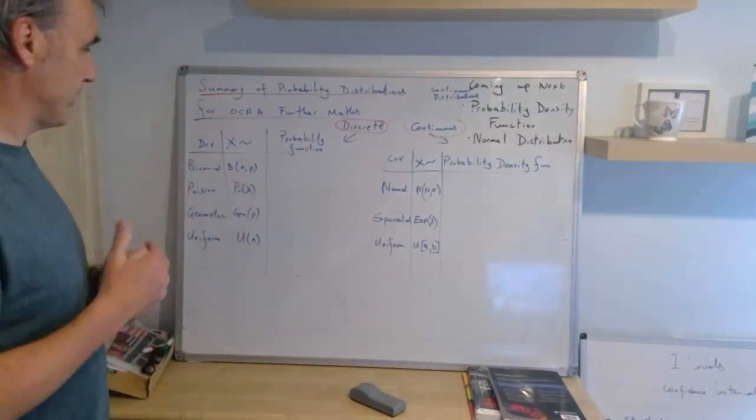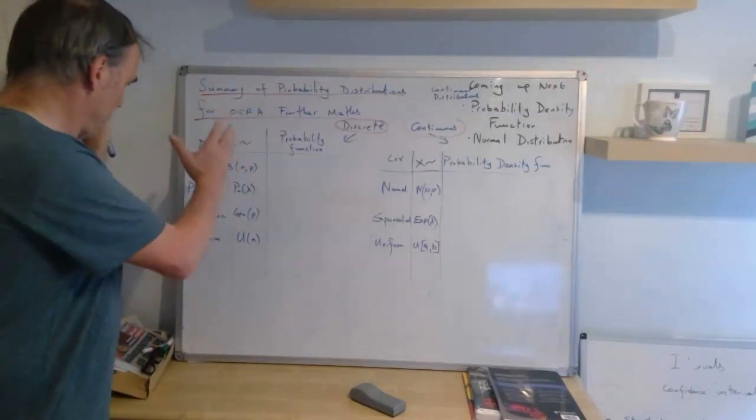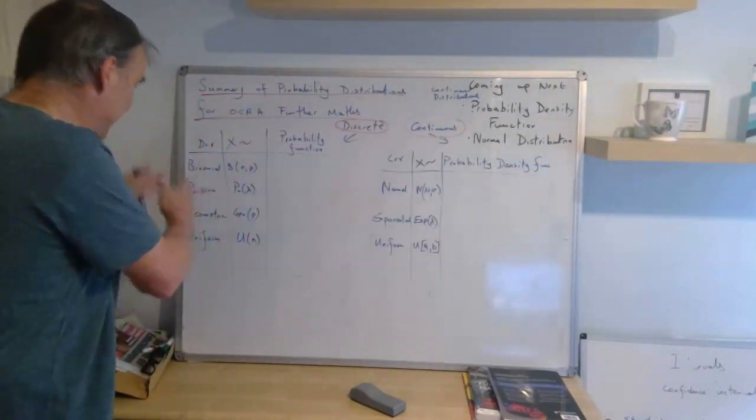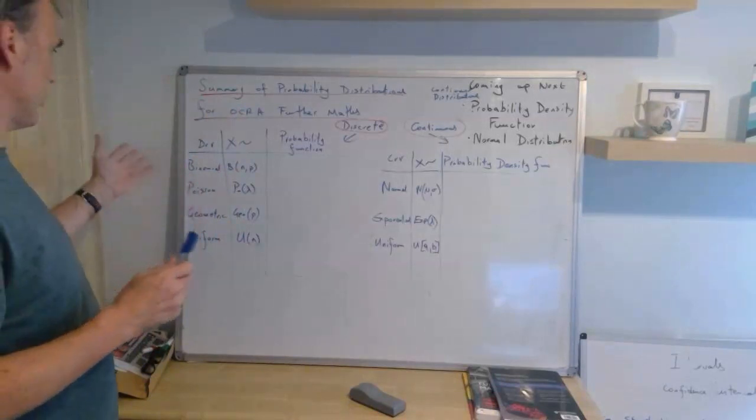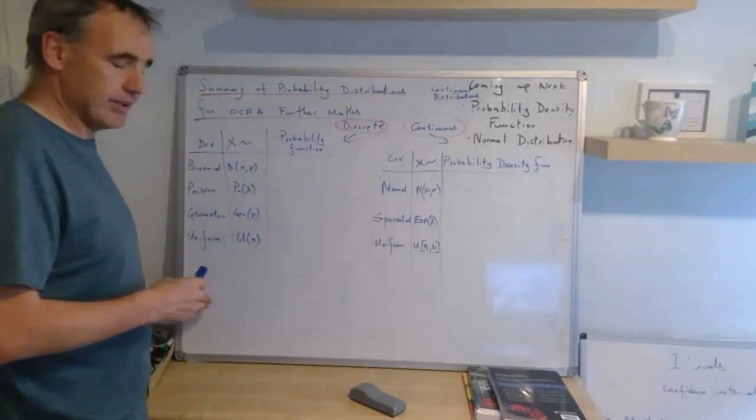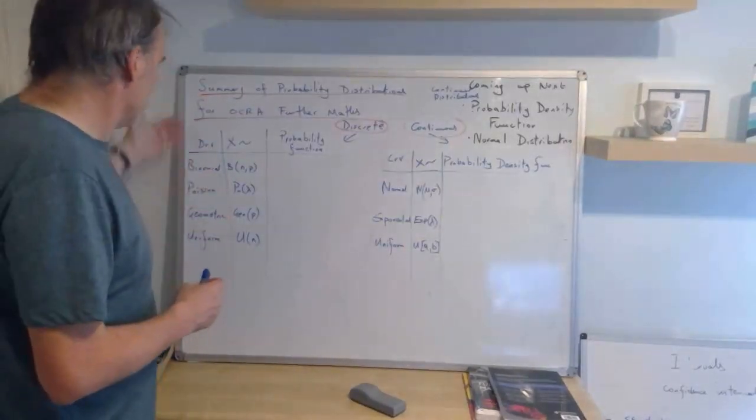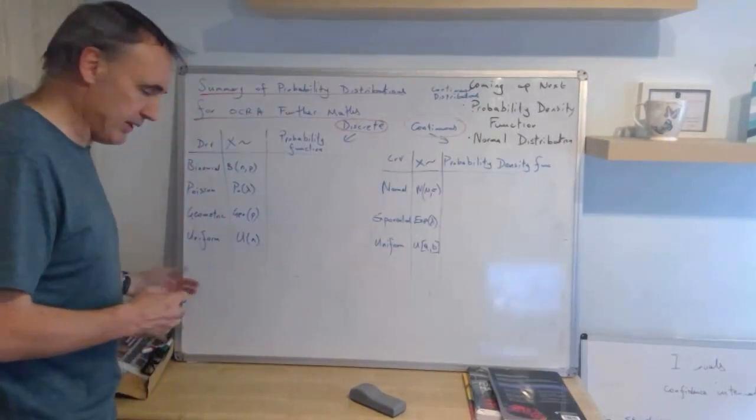Okay, but I just wanted to give you that overview. These are the four particular distributions. It doesn't mean you couldn't be given a distribution that isn't one of these, but these are the four that we should be familiar with.